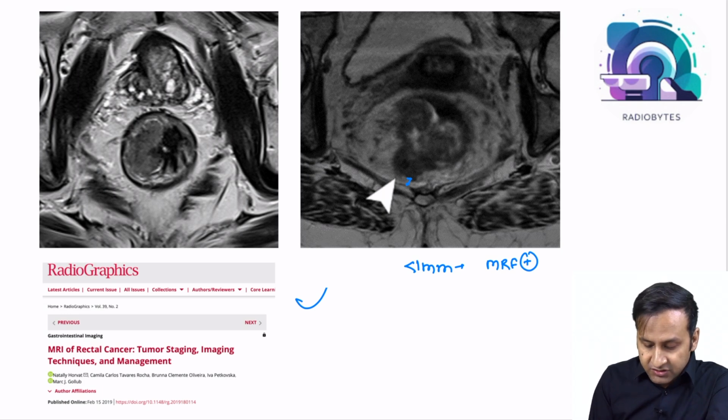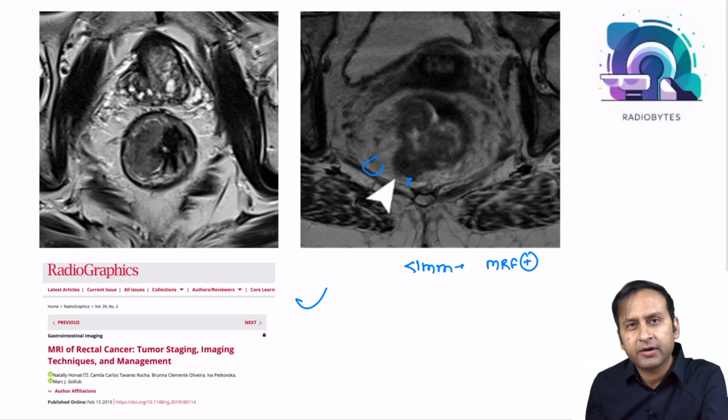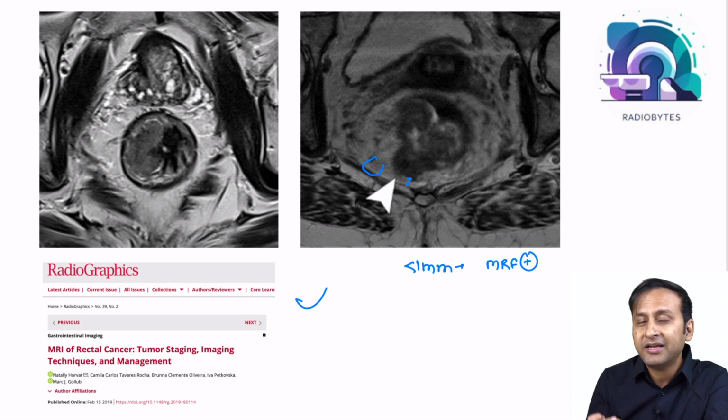If there is a tumor which is going on and involved the mesorectal fascia with a tumor contact, then there is no doubt about it. It is definitely involving mesorectal fascia. But if the tumor is extended up to a distance of 1 mm from the mesorectal fascia, then also it means that the tumor has invaded the mesorectal fascia.